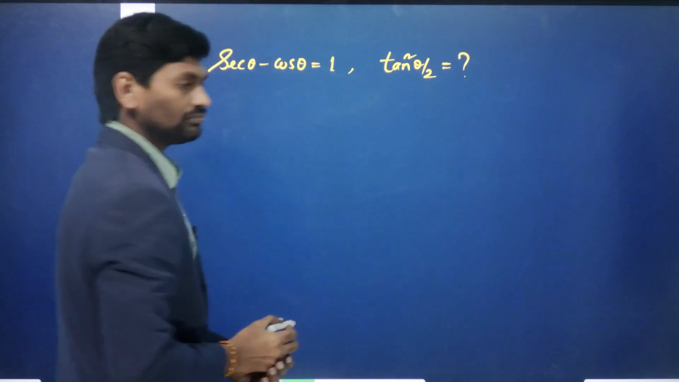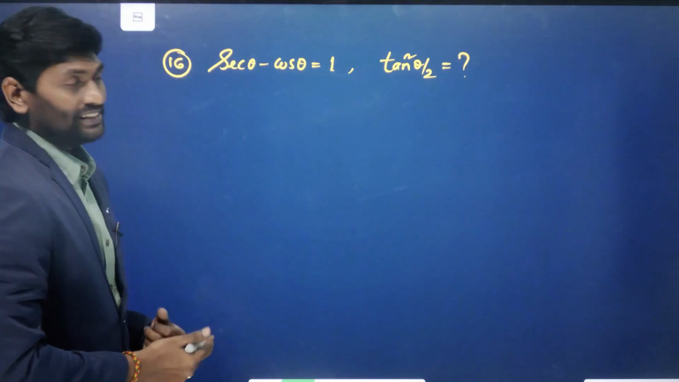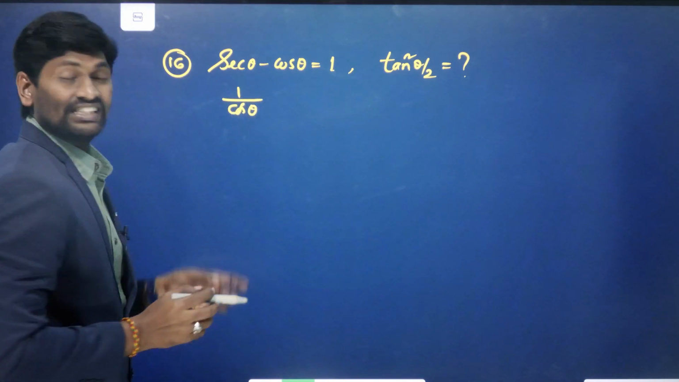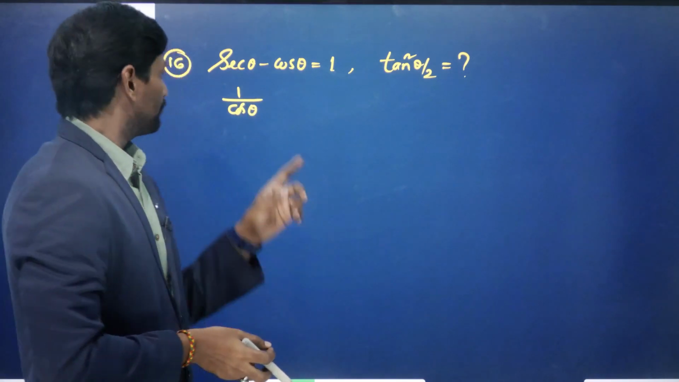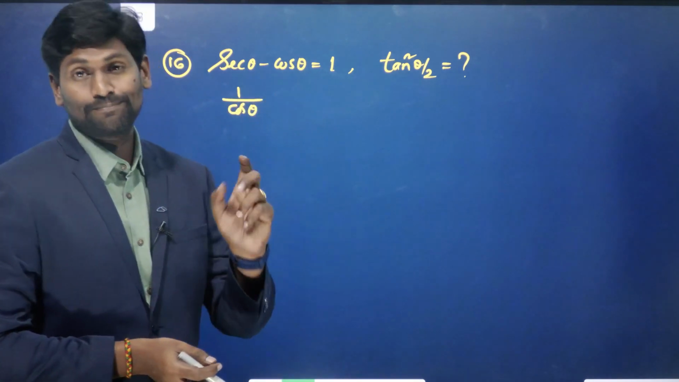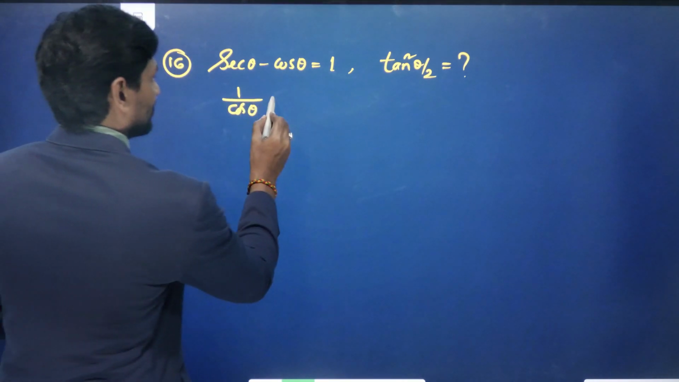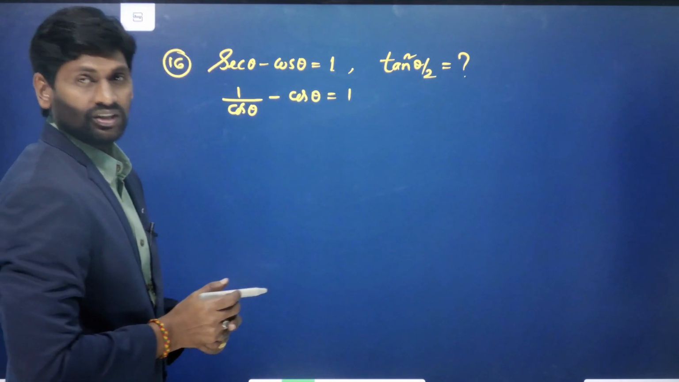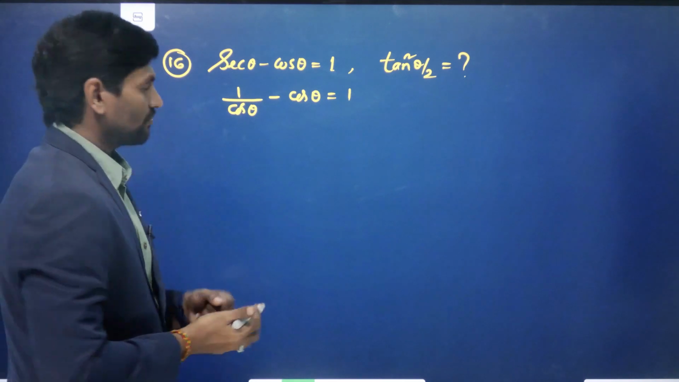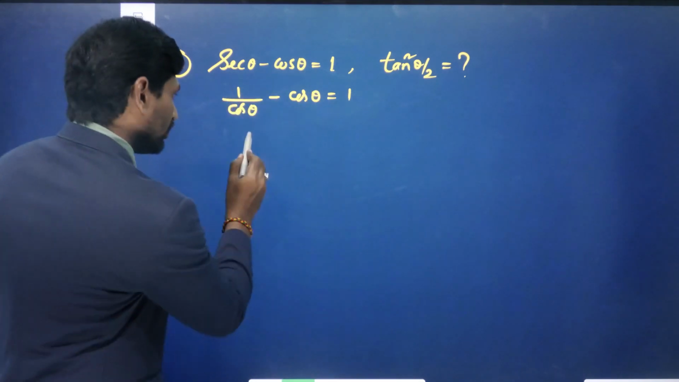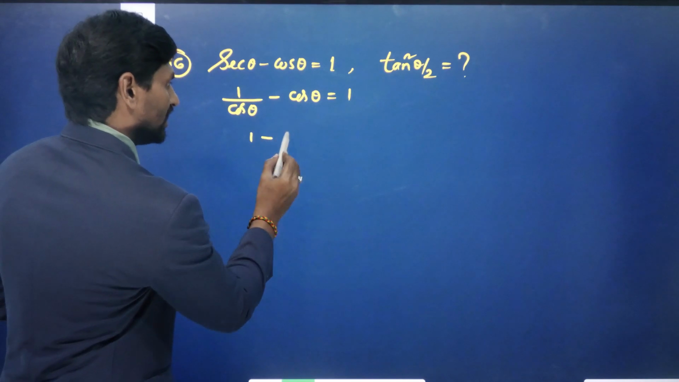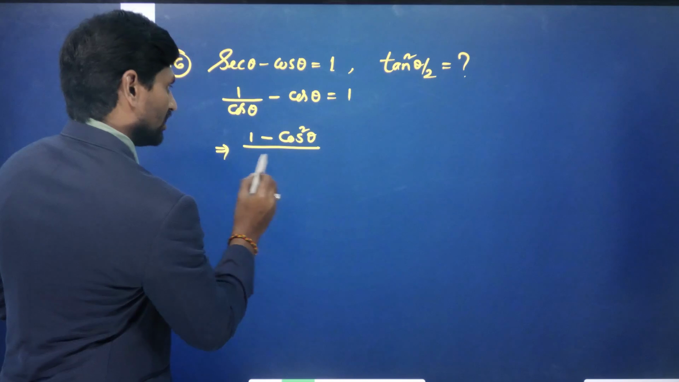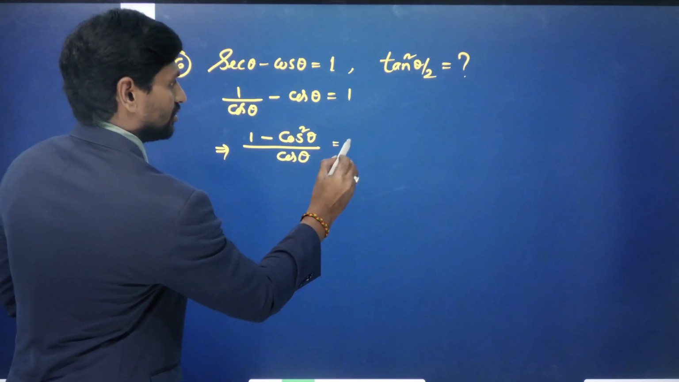From the given one, secant theta I am going to write as 1 by cos theta, because secant theta and cos theta are reciprocals. So 1 by cos theta minus cos theta equals 1. It looks like a fraction with a whole number. How are we doing that? 1 minus cos theta into cos theta becomes cos square theta, divided by cos theta, equals 1.